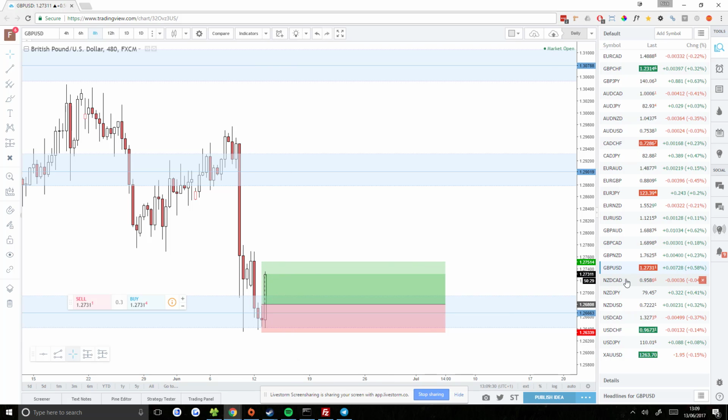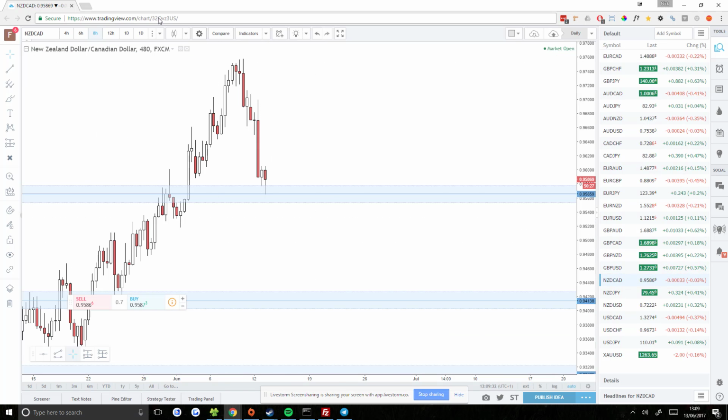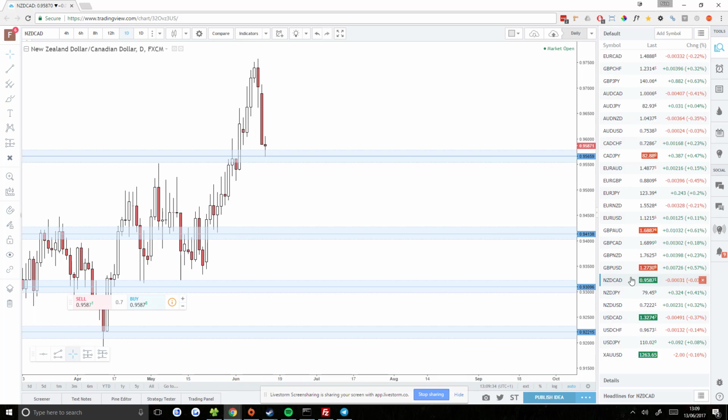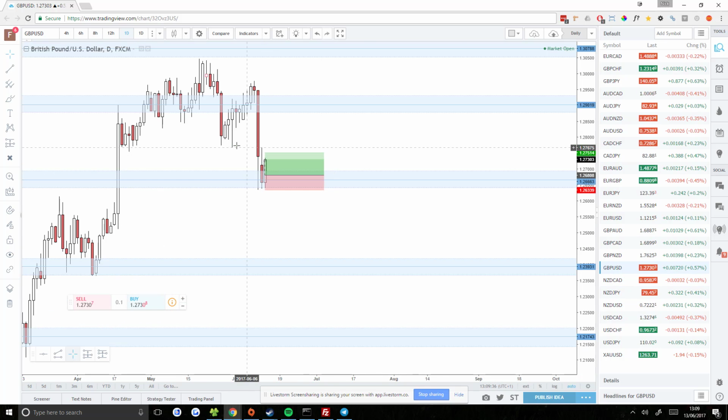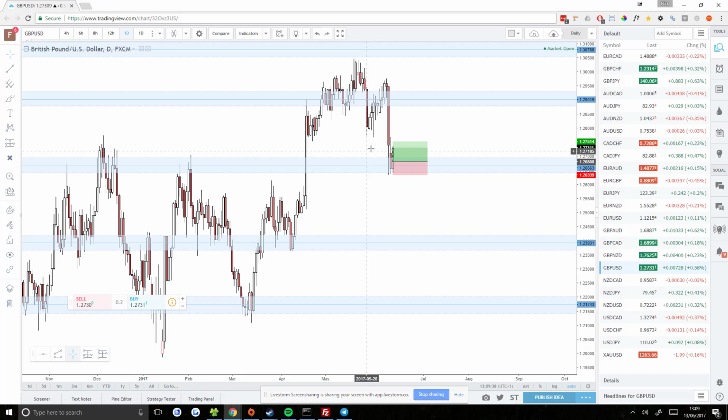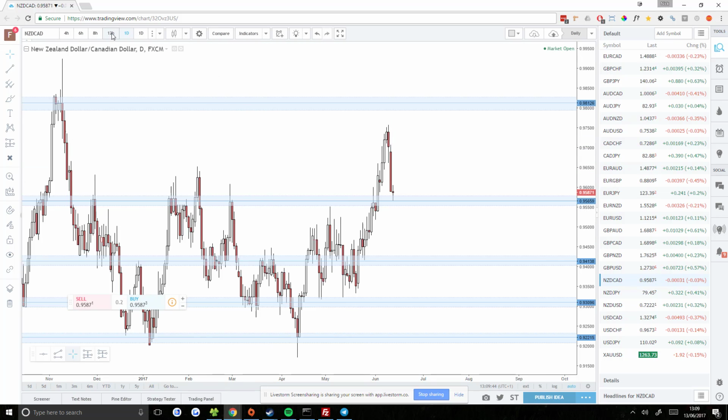All right, okay, so New Zealand CAD. But good work with that. Good work. It looks like it's hitting your 1.5 very soon, depending on where you're entering your stop is. So good work so far.